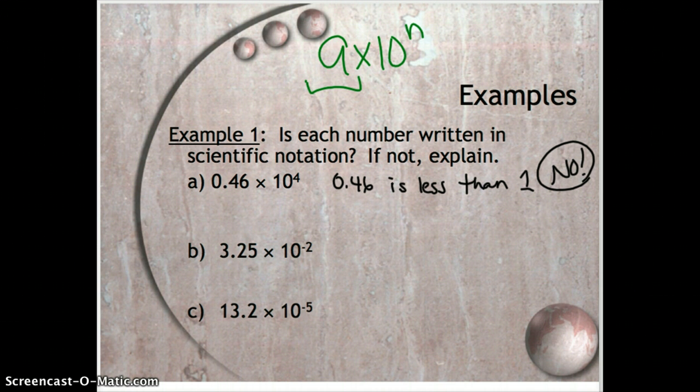Okay, if you looked at the second one, you said, hey, yep, that number's in between 1 and 10. This is 10. This is an integer. It follows everything about the form, so that one should have been yes. 3.25 times 10 to the negative 2 is in scientific notation. 13.2 times 10 to the negative fifth. Well, here we've got a 10 here. This is an integer. But 13.2, that's bigger than 10. It does not follow the right form. So 13.2 is larger than 10. So it's not in scientific notation.